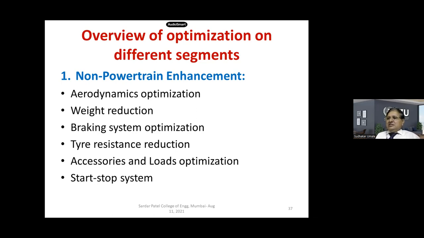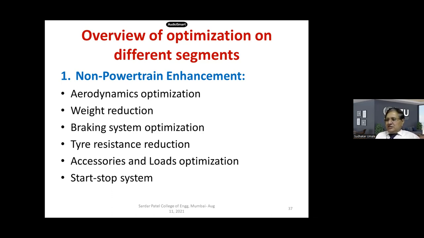The engine will stop when the car comes to a stop and automatically restart to resume driving. This reduces wasted fuel from idling. During idling, when the vehicle is stopped and the engine is running, more fuel is wasted and we can save that fuel. These systems automatically turn the engine off when the vehicle stops and restart it simultaneously when the brake is released or the accelerator is pressed.